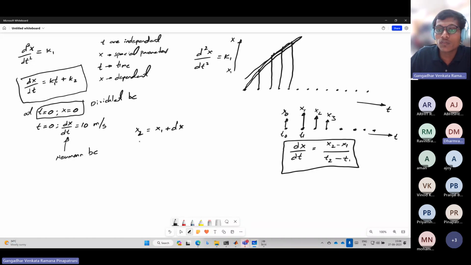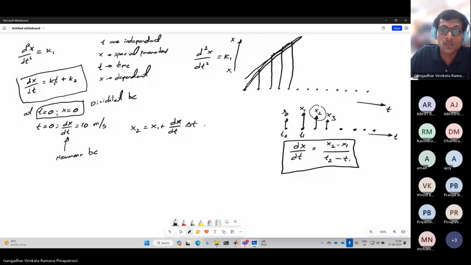So now I want to find out the value, this one x2. If I want to find out that value x2 from the Taylor series, I can write in such a way that x2 equals x1 plus dx by dt into delta t, plus d square x by dt square into delta t square, and so on in the higher order terms.